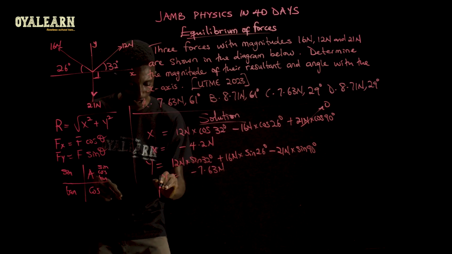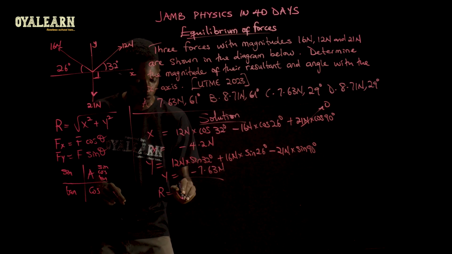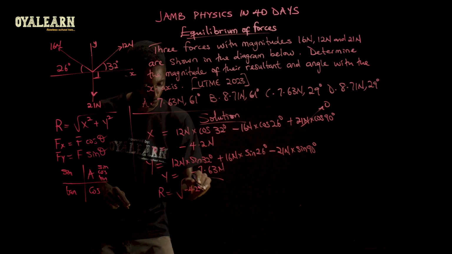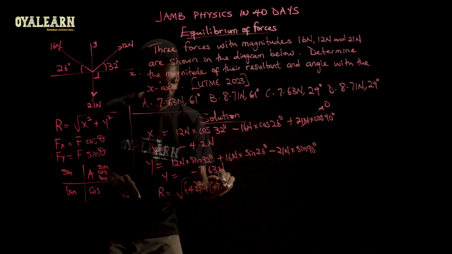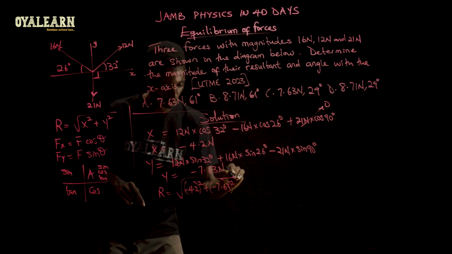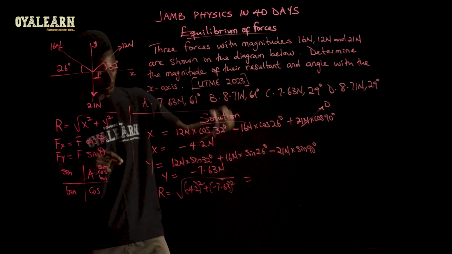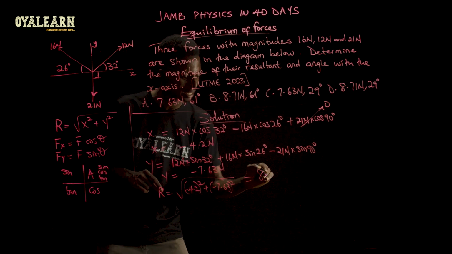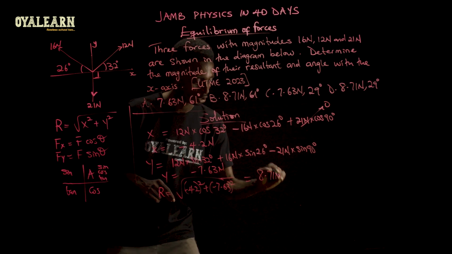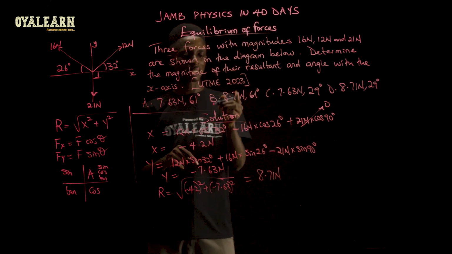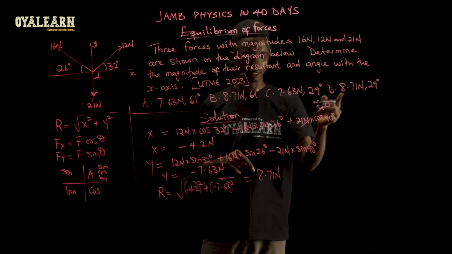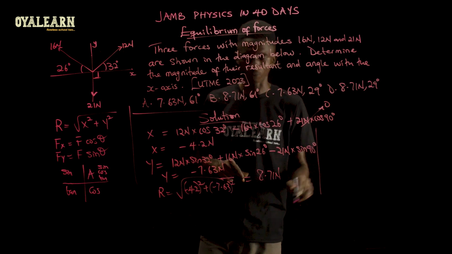Which implies that our resultant becomes the square root of minus 4.2 in brackets squared plus minus 7.63 in brackets squared. And when you compute the whole of this, you will come up with 8.71 newtons. So we already know that the resultant is 8.71. That is, it could be this or this. Now let's find the direction.